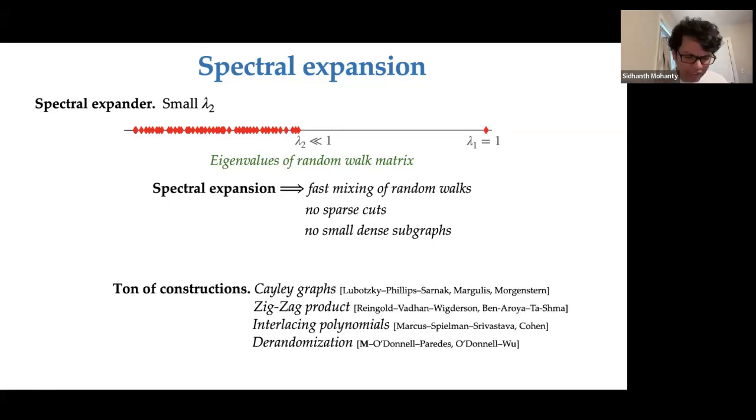And over the years, there have been a ton of constructions that use many different kinds of ideas. For example, there's ideas based on algebra, which study Cayley graphs. There's also this combinatorial idea of the zig-zag product. There's the method of interlacing polynomials. Then there's de-randomizing random graphs, and the list goes on. Okay, so how good of vertex expanders are these spectral expanders?